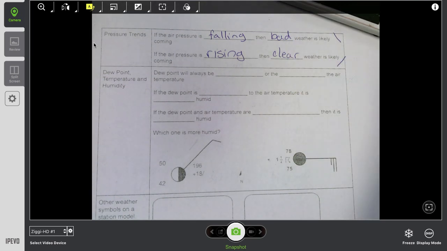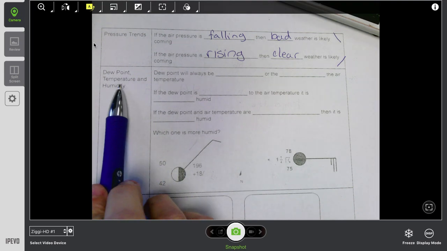Remember, high pressure, air sinks, no clouds. Low pressure, air rises, clouds form. That's what you'll look at. All right. Dew point, temperature, and humidity.